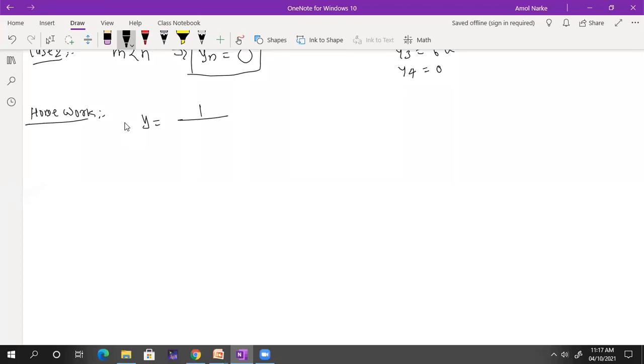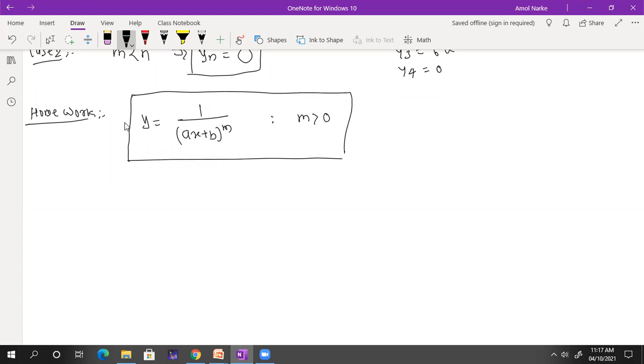If y is equal to 1 upon ax plus b raised to m, and here I am considering m is positive, now you just calculate this one, working in the same way. I'm not going to repeat the same calculation. You just do it for homework and then tell me. Okay, can you do it? It's simple.